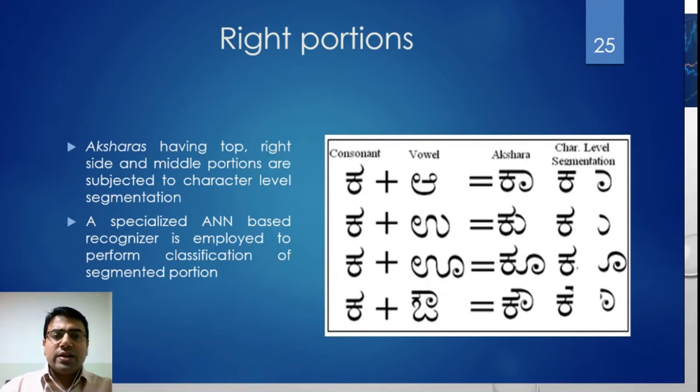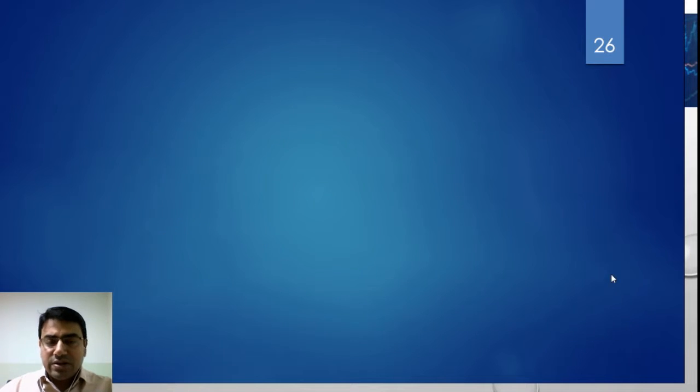When the akshara is connected to a vowel modifier, it will lead to some right side portion. These are the right side portion. Mainly there are four different types of right side portion. We need to develop an artificial neural network to perform this particular right side portion detection.